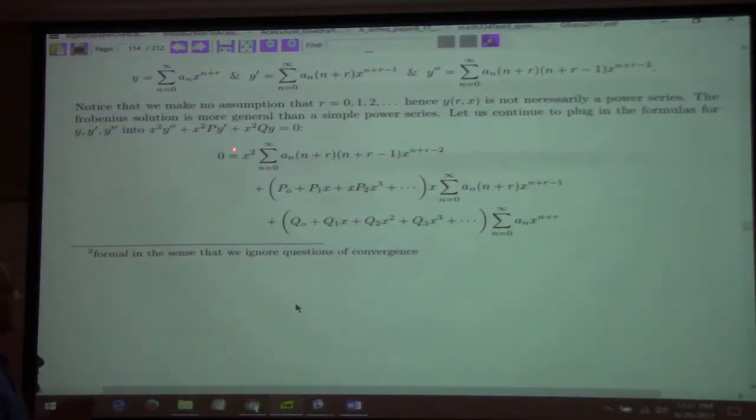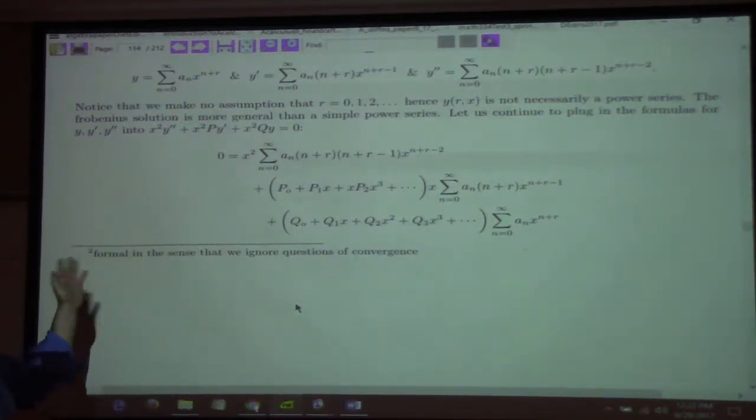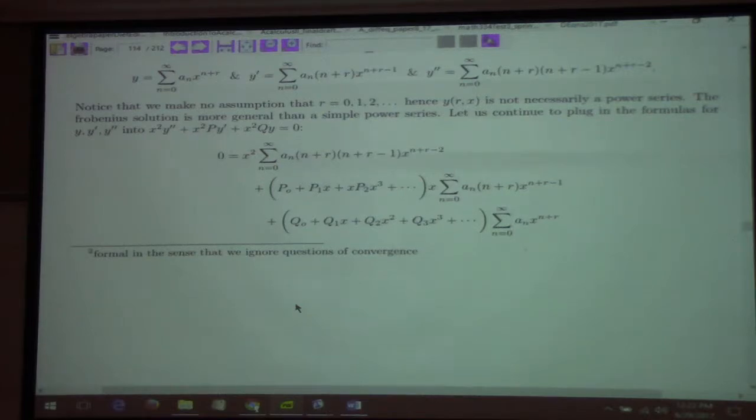So there's my Frobenius solution. This is that expansion that we're given for P, the expansion for Q, and then here's the derivative. You notice we've got an extra x, we've got an extra x squared, so those are going to conspire to make all of the power functions x to the n plus r. After you multiply the x squared and the x through, all of these summations match up. Does that make sense?